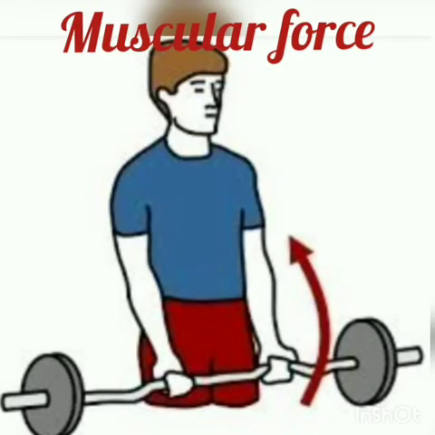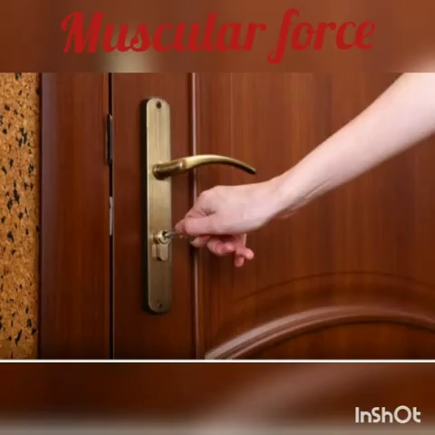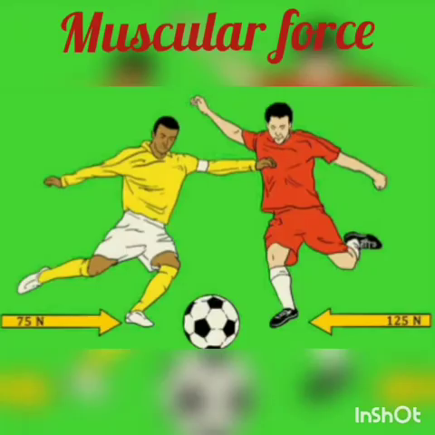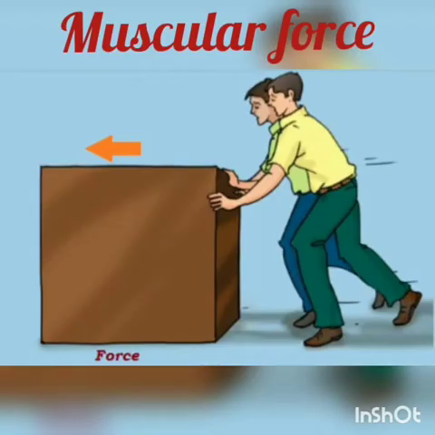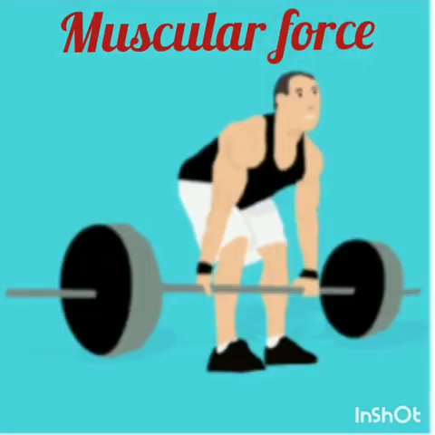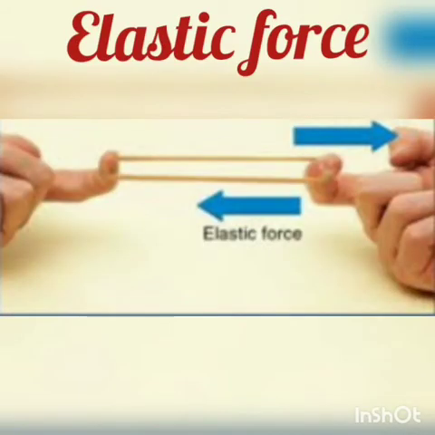Muscular force. Muscular force happens when we push or pull something using our muscles. Opening the door, kicking a football, picking an apple, pushing a box on the floor, and lifting weight are examples of muscular force.